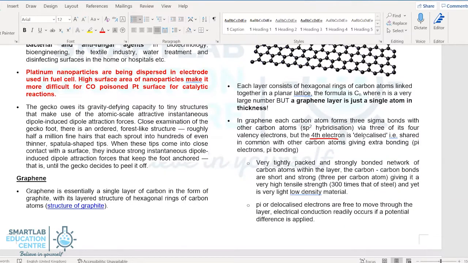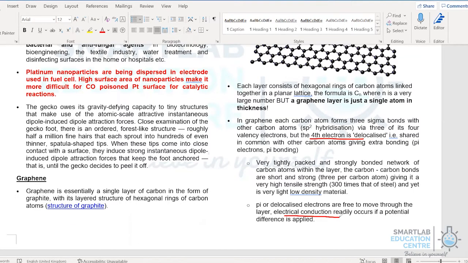The 4th electron, which is delocalized in the giant pi bond, allows the electrons to be free moving. This allows electrical conduction to occur across the structure of hexagonal rings of carbon atoms. This allows the flow of electric current along its layered structure of the hexagonal rings of carbon atoms.